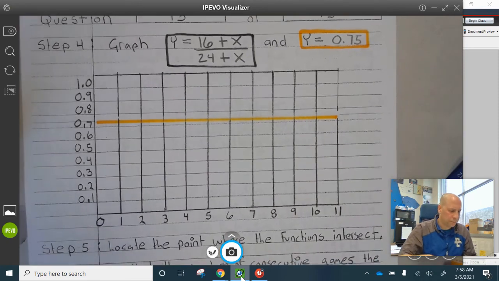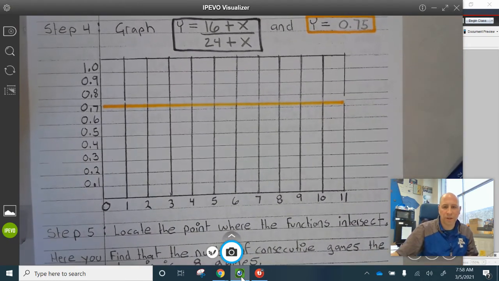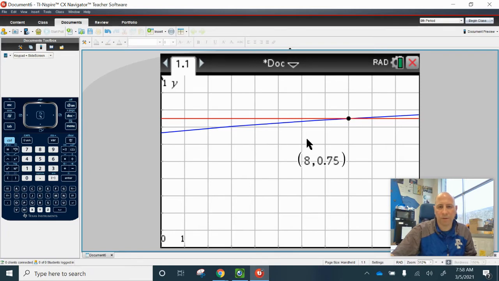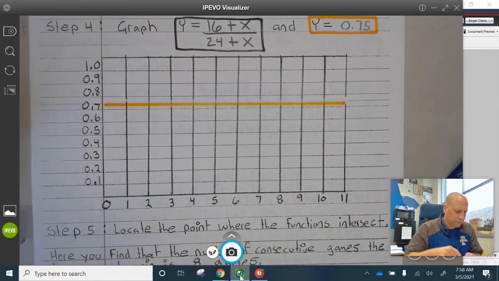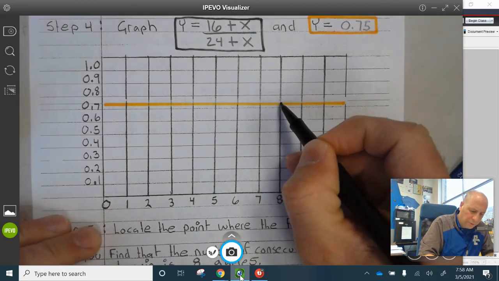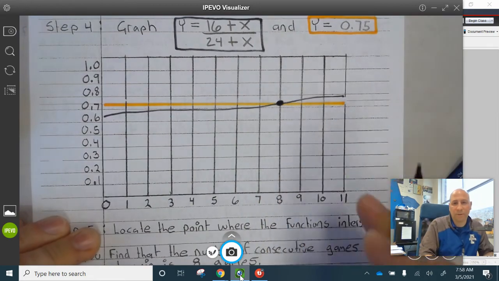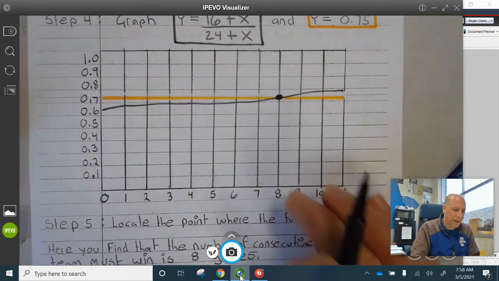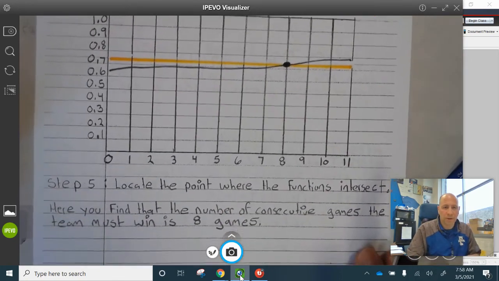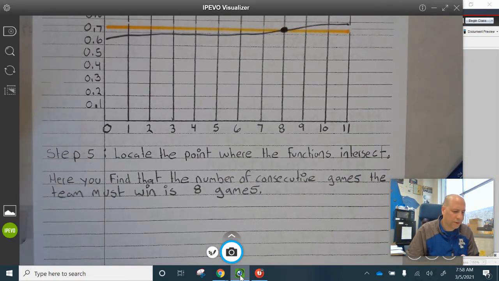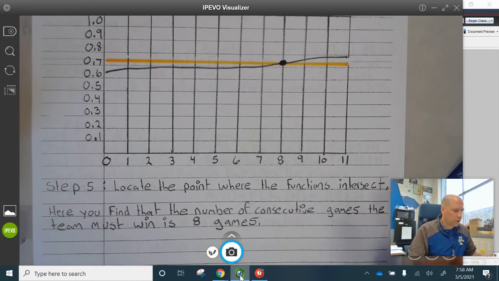Okay, so in essence, really, trying to graph that here, you can see that it starts at 0.1, 2, 3, 4, 5, 6, between 7 and 8. You could try to graph this, and really what happens is, here's our point of intersection. So it goes through there like that. So it's not very good to try to graph it by hand. Really, it's better on the calculator. But nonetheless, you can see that here you find that the number of consecutive games that the team must win is 8 games.